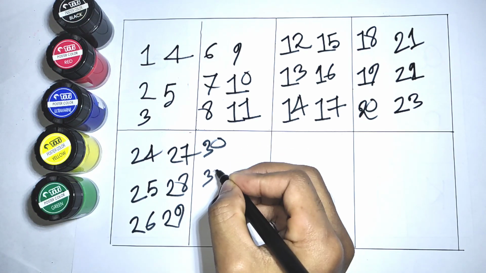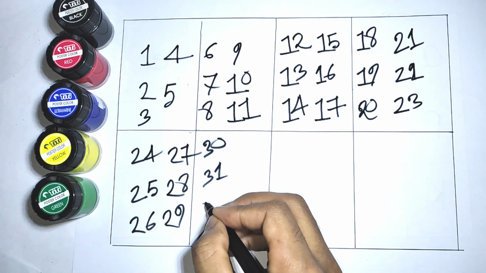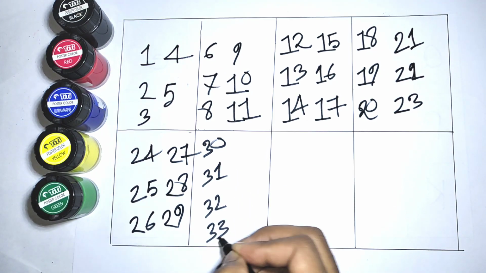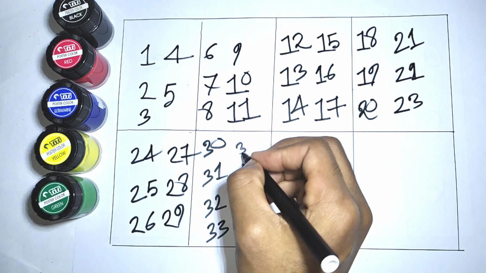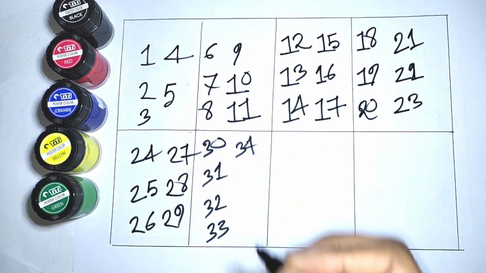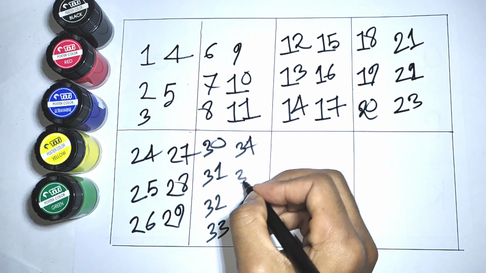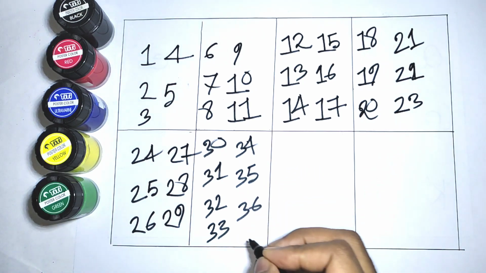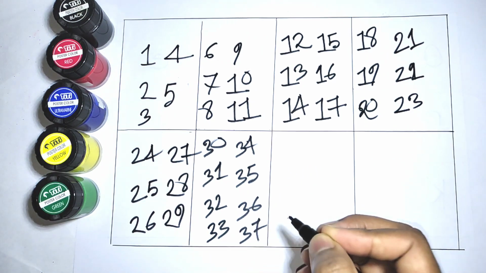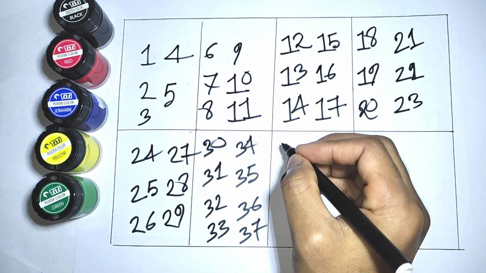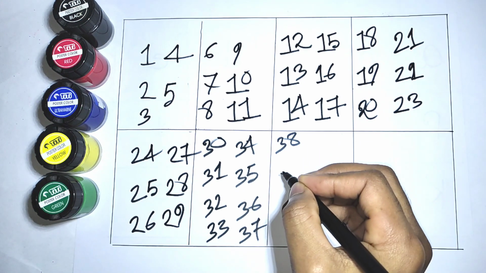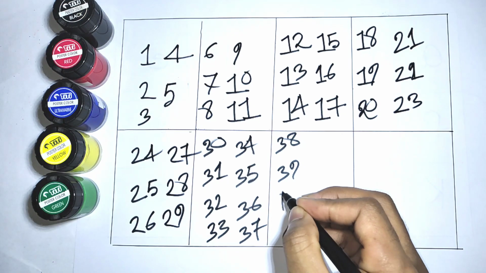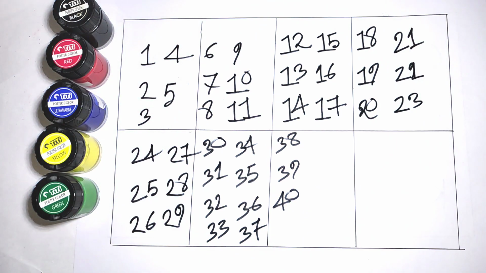Kids, now we draw 31. 32. 33 and 34. 35. 36. 37. 38 and 39. The next one is 40.